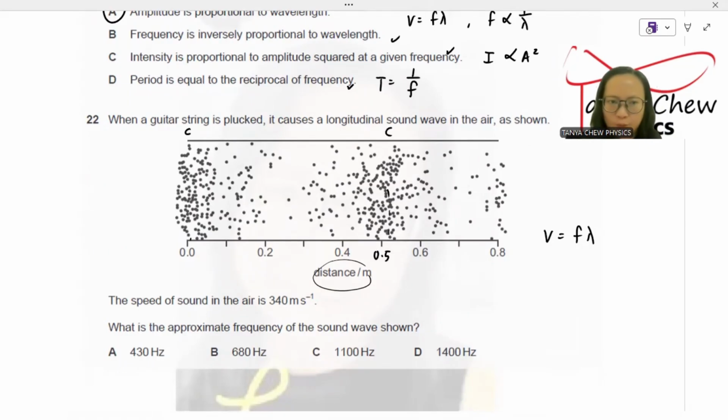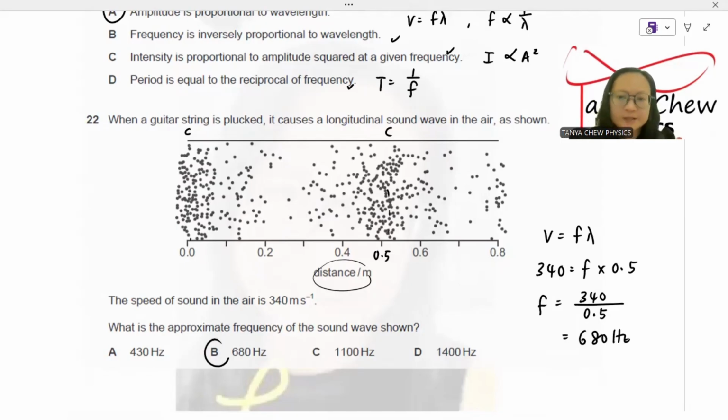So the wavelength is 0.5 meter. Wave speed is 340, equal to frequency times 0.5 meter. So f is equal to 340 divided by 0.5, and I got 680 hertz. That is B.